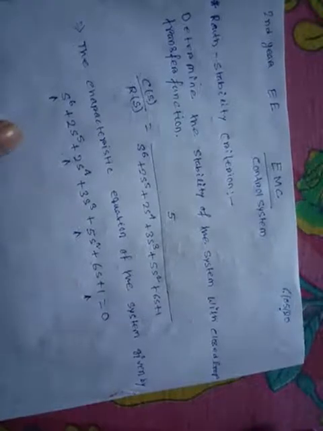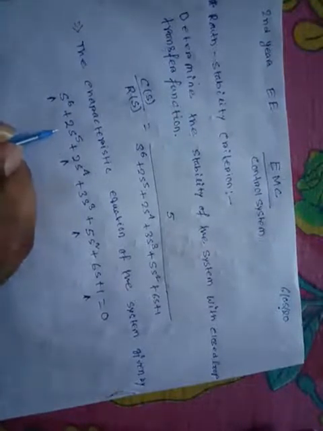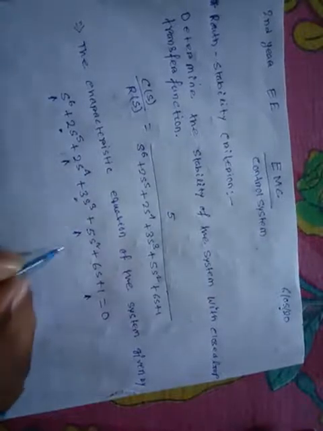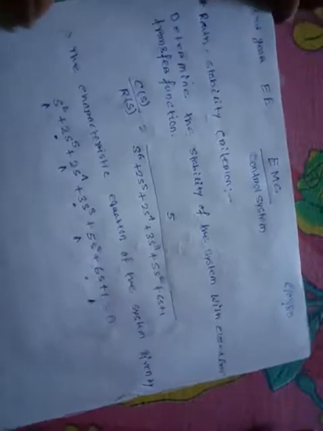The first row coefficients are taken starting from 1. Then the second row coefficients are selected from the alternating coefficients. Here I want to write on this side the maximum power of s, s to the power 6, then s to the power 5, s to the power 4, s to the power 3, s to the power 2, s to the power 1, and lastly s to the power 0.